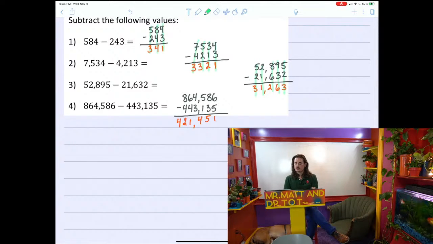And lastly, number 4, again, subtracting straight down, 6 minus 5 is going to be 1. 8 minus 3 is 5. 5 minus 1 is 4. 4 minus 3 is 1. 6 minus 4 is 2. And 8 minus 4 is 4. So 864,586 minus 443,135 will result in a difference of 421,451. If you have any questions, then just let me know.